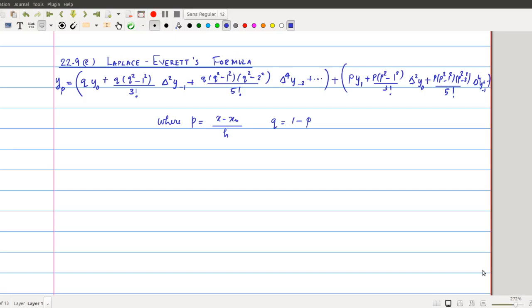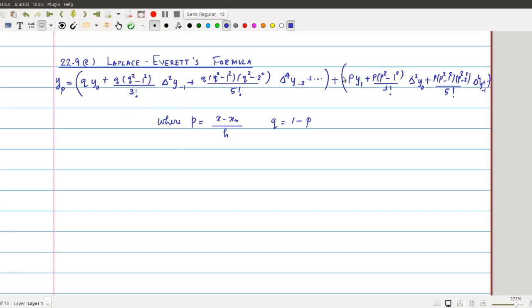Hi all, today we discuss the last two interpolation formulas, the Laplace formula. This is y_p is equal to q times y naught. This contains two infinite terms. This contains infinite terms and this contains infinite terms.